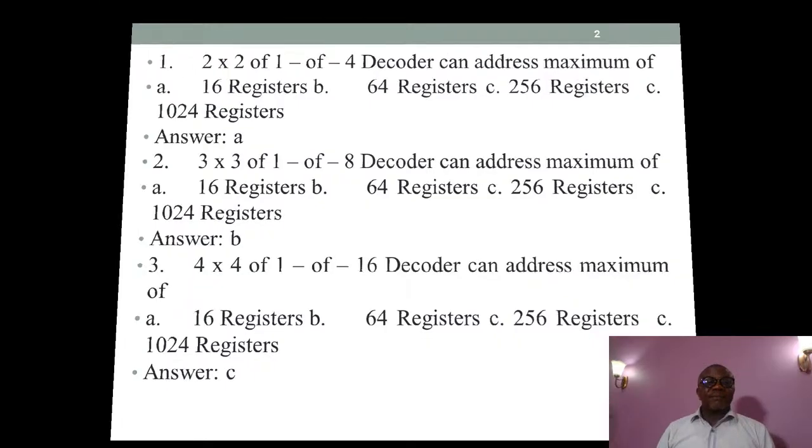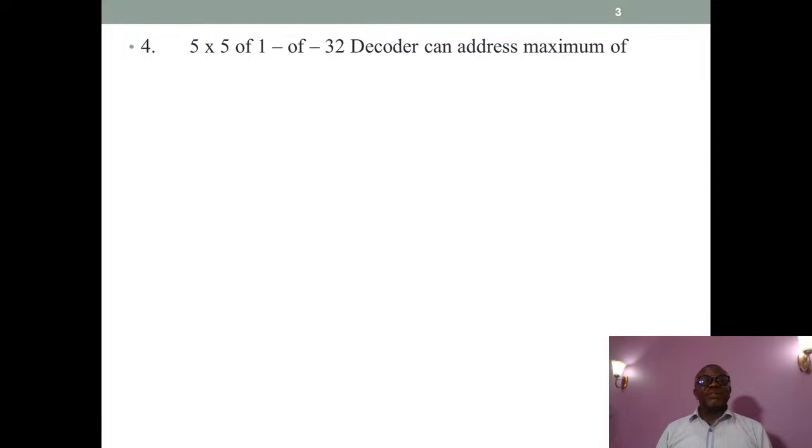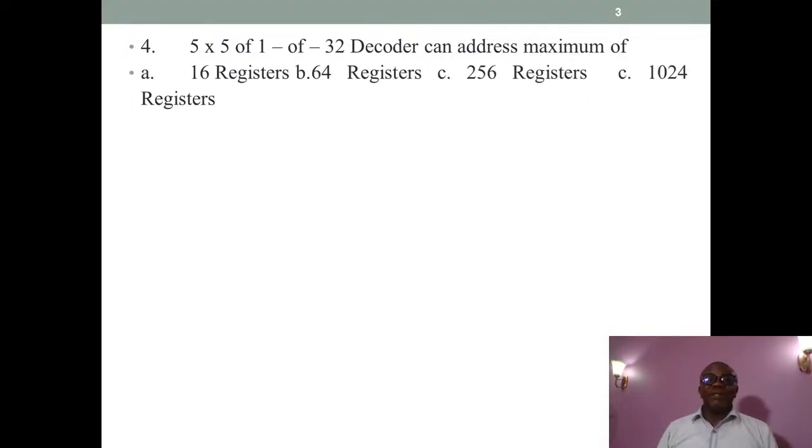So if we go again, we can also see 5 by 5. If you have 5 bits, it will be possible 32. So the possible registers you can address will be 32 by 32. So that gives your answer as D. Sorry, the last is D. That is 1024 registers is D.